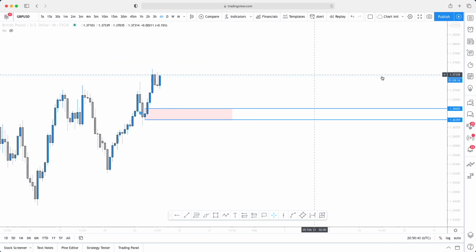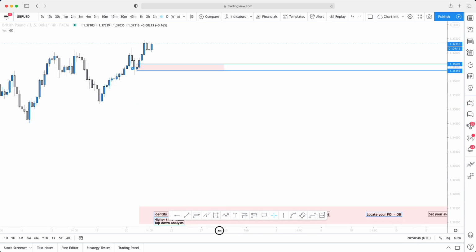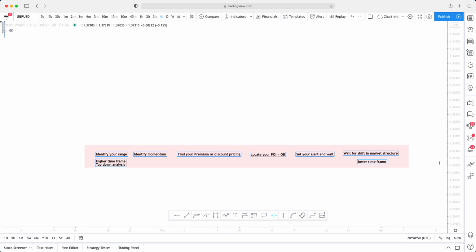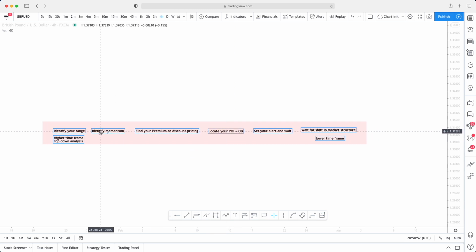But that's literally all I trade, that's all I mark out on my charts. If you think about it from this point of view, this is all you need. Identify the range, top-down analysis, identify momentum, find the premium discount, locate your POI, set your alert, and sit on your hands. Don't feel you have to be at the charts all the time.